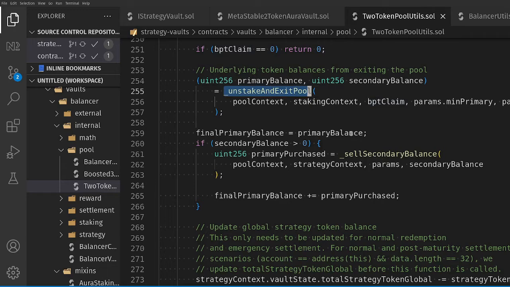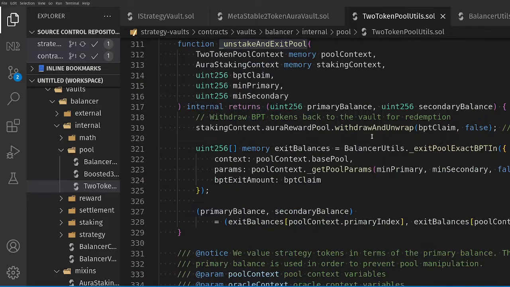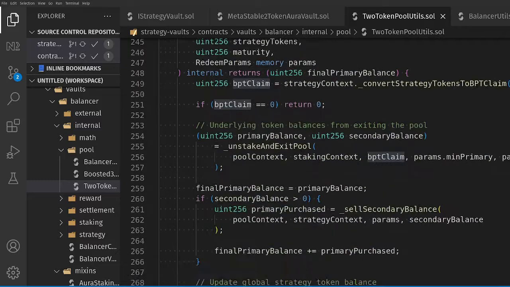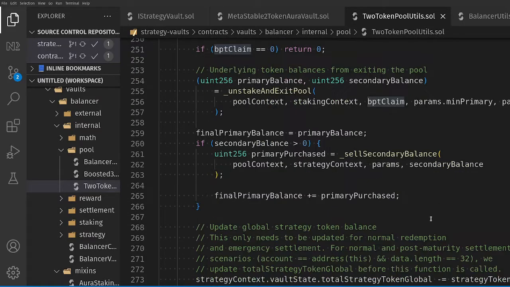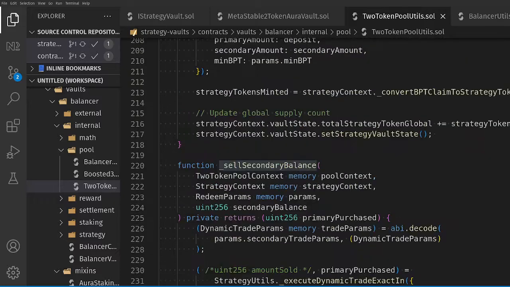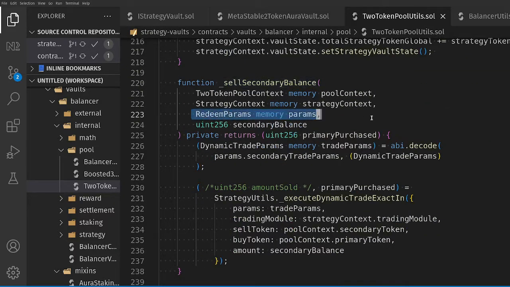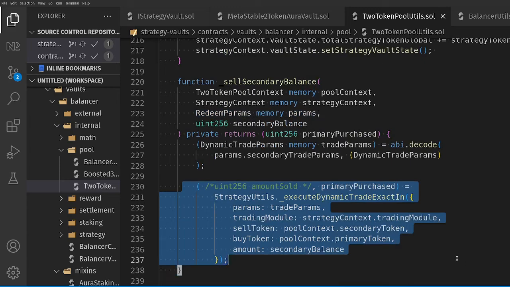What we'll do is exactly the opposite of what we did before: we'll unstake and exit the pool. So that's just pulling our BPTs out. We'll get balances in both ETH and wrapped staked ETH. And then we will sell the secondary balance. So the user can define how they want that balance to be sold through their redemption parameters, and we will execute a trade.